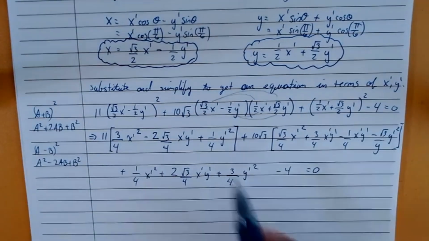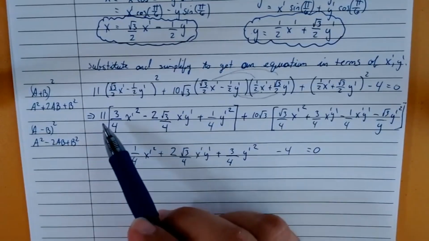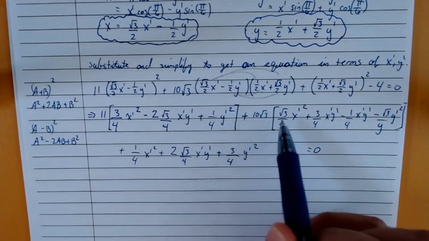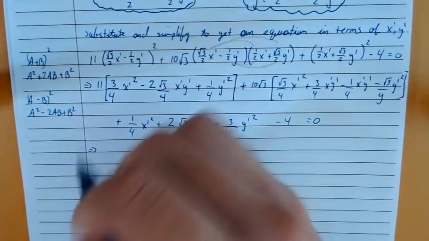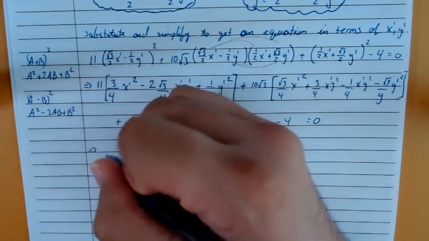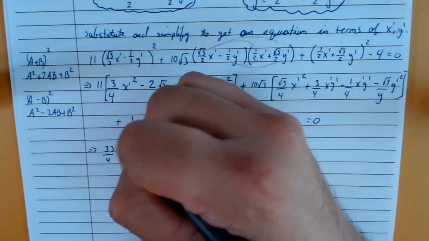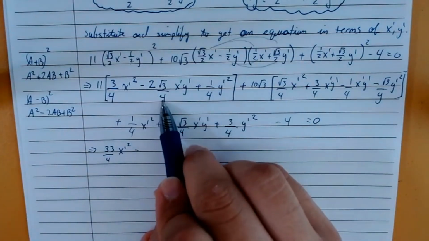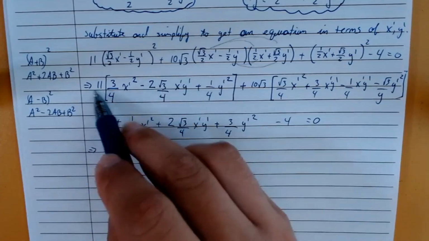Okay. So we've gone ahead and multiplied out. We've squared and multiplied. Notice here we can distribute this 11 throughout here. We can distribute this 10 root 3 across here. All right, so let's see what happens when we do that. 11 times 3, that's 33 over 4 x prime squared. Minus 2 over 4, that's the same as 1 over 2. Okay, so here that's just root 3 over 2 times the 11.